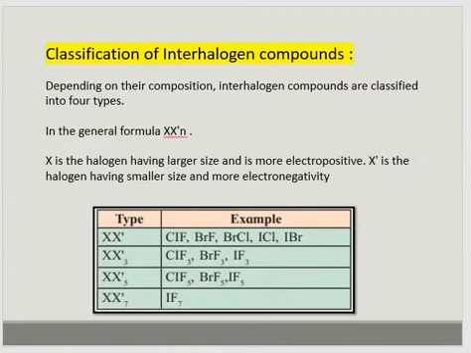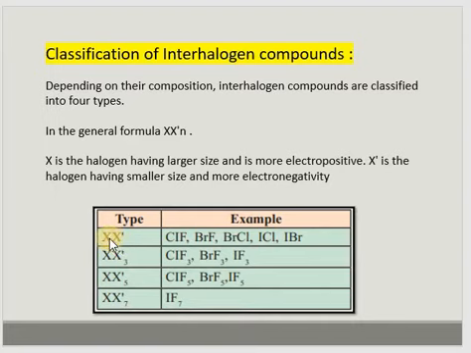If we talk about the classification of interhalogen compounds, depending upon the composition, interhalogen compounds would be classified into four categories. The general formula is XX'n. X is the halogen which is having large atomic size, and X' is the one which has lesser atomic size, is less electropositive. X' is the halogen having smaller size and more electronegative.